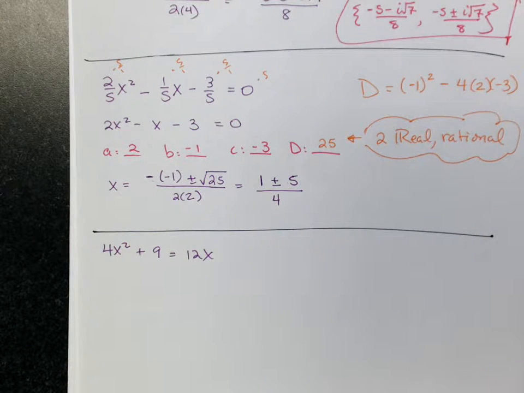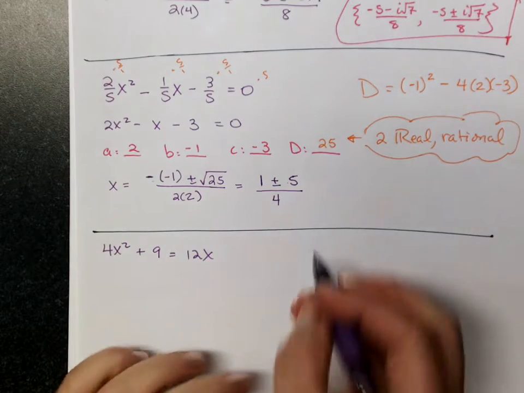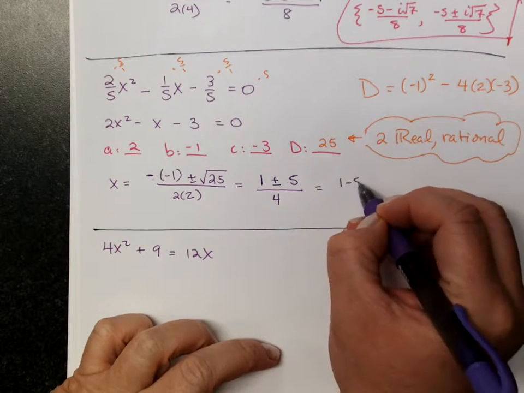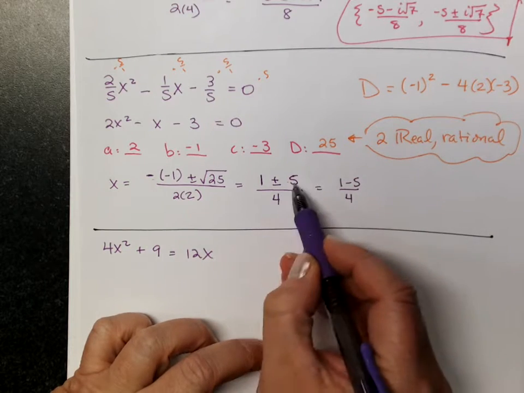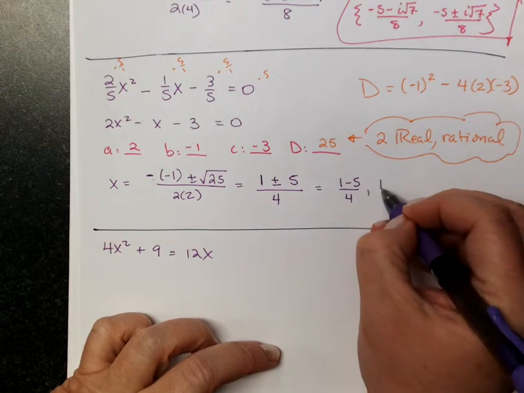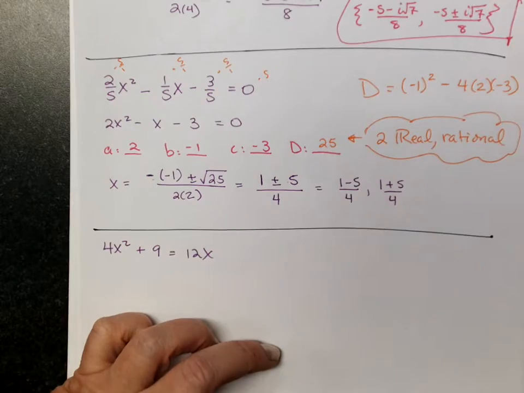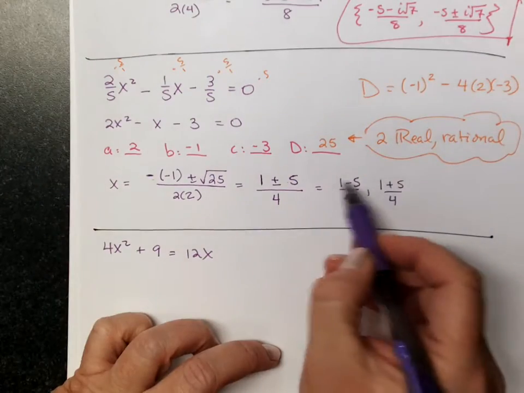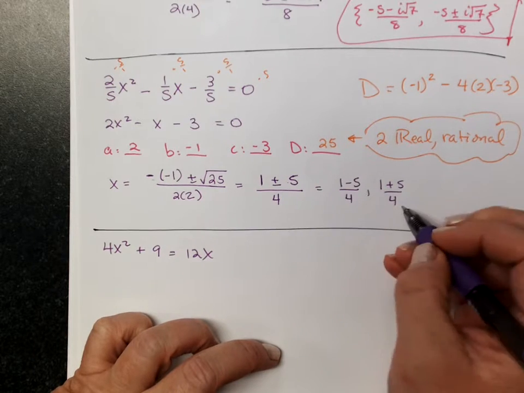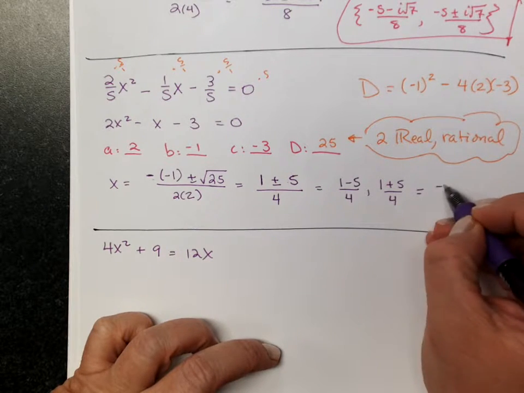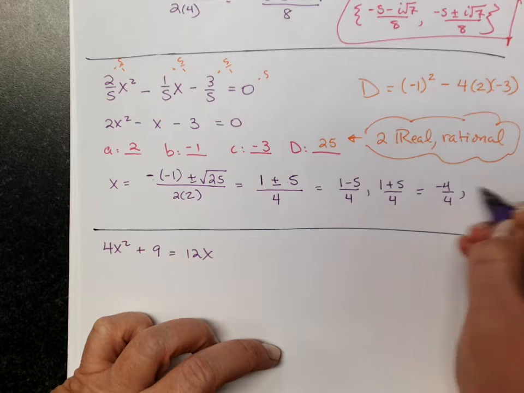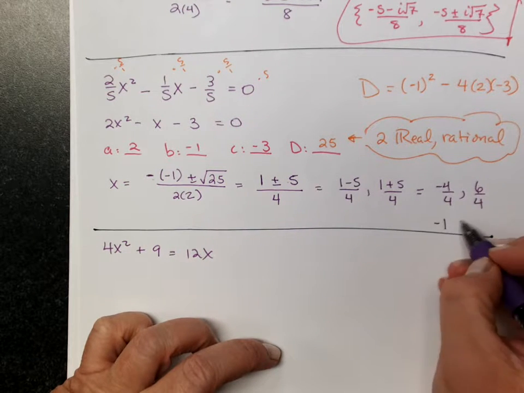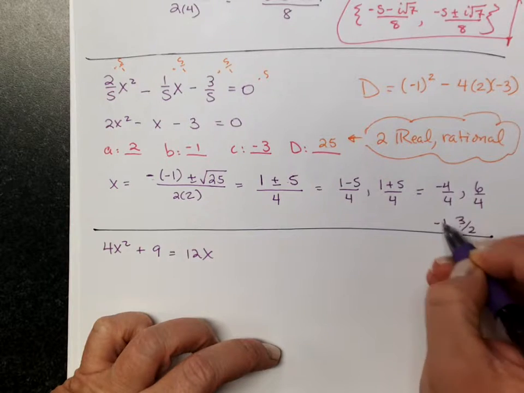There's our two real and rational solutions. No more radical sign. Now this is two answers. One of the answers is 1 minus 5 over 4, and the other answer is 1 plus 5 over 4. But you can simplify them further. Combine the numerators, put them in lowest terms. This is equal to negative 4 over 4 and 6 over 4, or in other words, negative 1 and 3 halves.